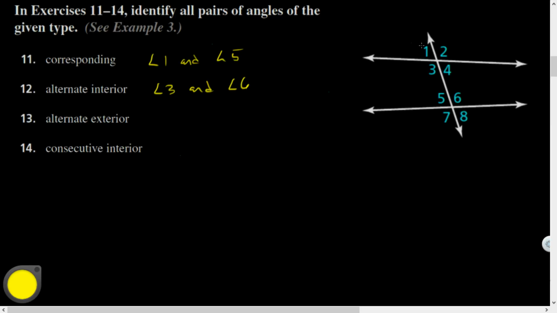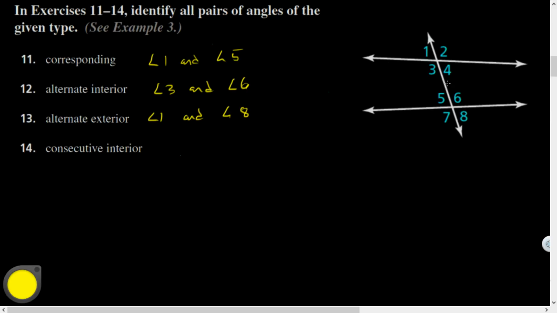Are these lines parallel? No. But today we are going to talk about what if they were. That's what we'll be imagining today. So we could imagine that there's probably some intersection way out that way, based on my perception of this. That's also a sad looking 6. Alternate exterior would be like 1 and 8 or 2 and 7. Angle 1 and angle 8.